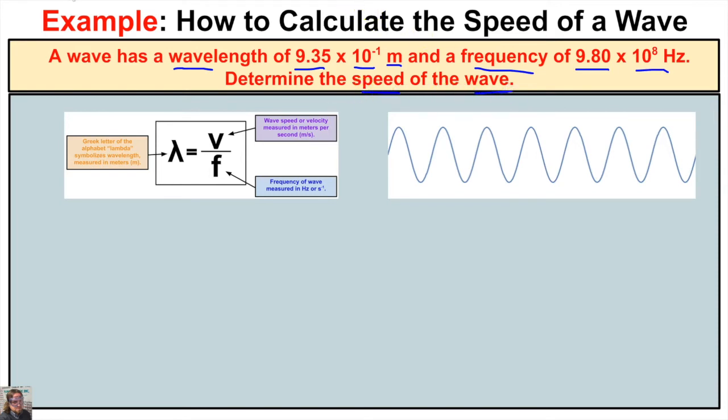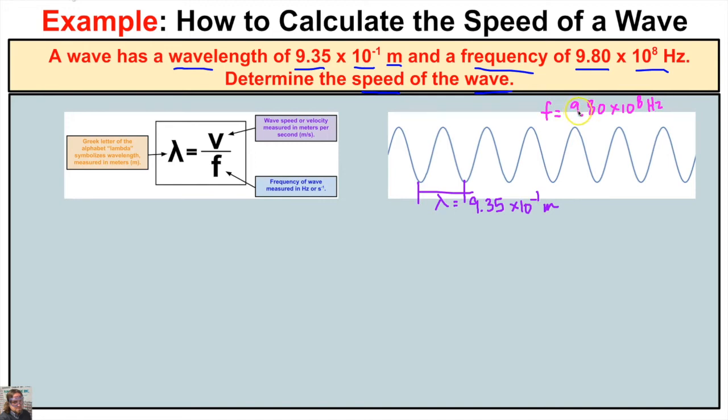So in this problem here, we have a wave and we know two things about this wave. The first thing we know is that the wavelength of this wave, or lambda, is going to equal 9.35 times 10 to the negative first meters. So that is the wavelength of this wave that we see right here. What we also know about this wave is the frequency. We know that the frequency, or f, of this wave is 9.80 times 10 to the 8th hertz.